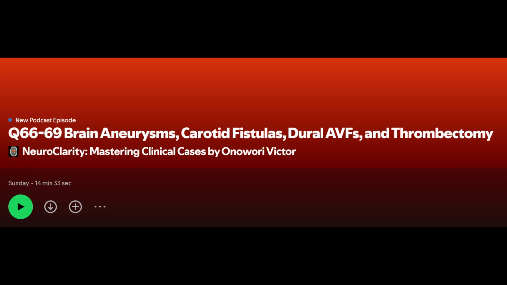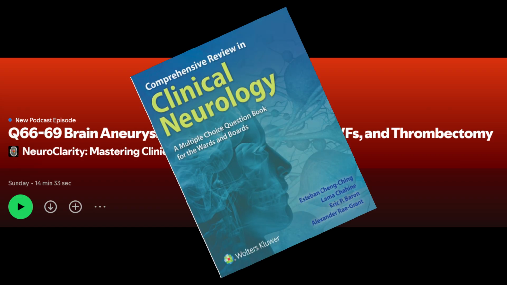And today we are diving into four essential neurovascular scenarios, each with life-saving implications and brain-teasing depth. Our cases are derived from Ching and Cheng's comprehensive review of clinical neurology. We are currently in chapter 2, and we are doing questions 66, 67, 68, and 69. Whether you're walking to your rounds or just reviewing for the boards, we've got you. That being said, let's get started.